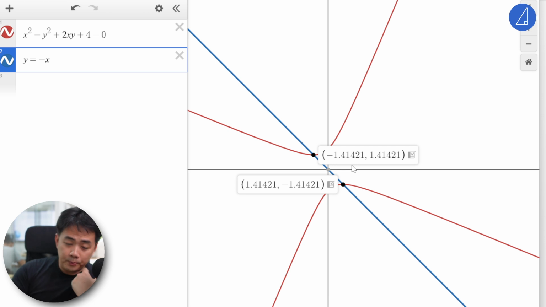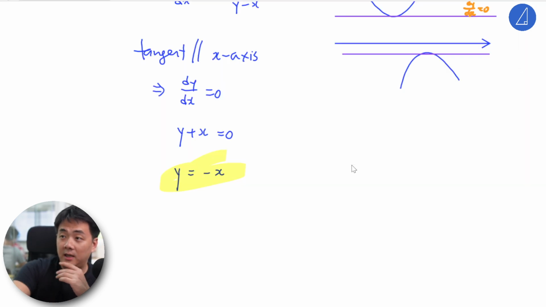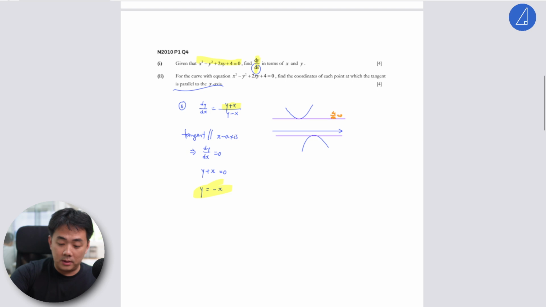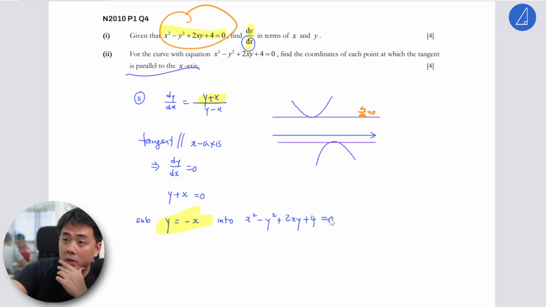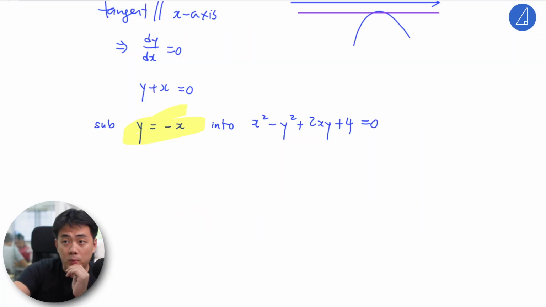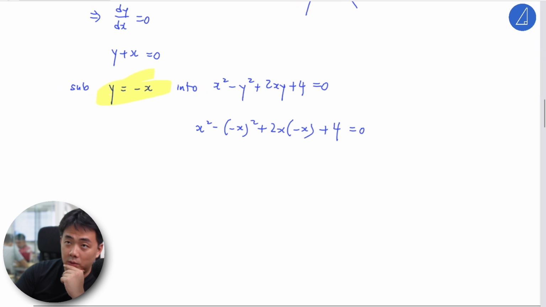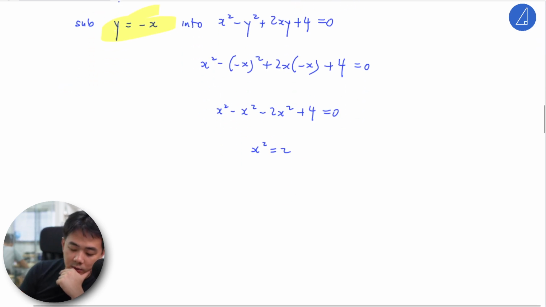Remember, what we actually need to do is substitute y equals minus x back into the curve equation, because the point where it's parallel to the x-axis satisfies y equals minus x, and it also satisfies the equation of the curve. So this is the equation here. Substituting back shouldn't be an issue. Then you solve this equation. You get x squared equals 2, so x will be plus or minus root 2.